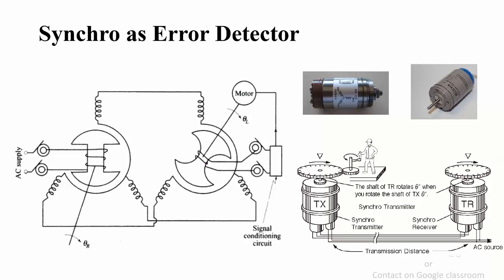When you change the orientation of the rotor of the transmitter, if you feed a theta r, if you change this value theta r, the flux pattern will change, EMF will be induced, and a finite EMF will exist between these two terminals, which will be amplified and fed to the motor. The motor will try to bring this rotor back to the position where the induced terminal voltage is 0. So this rotor will take the same position as the rotor of the transmitter. If you change the orientation of the transmitter rotor, the orientation of this rotor will change accordingly using this arrangement.